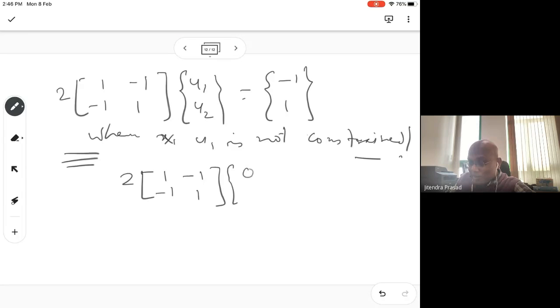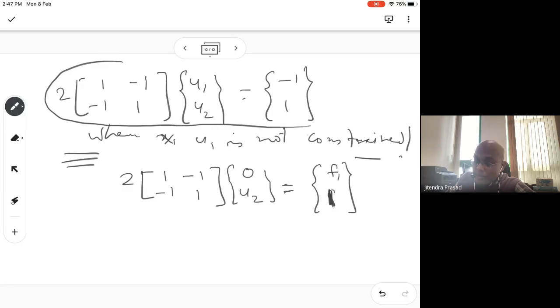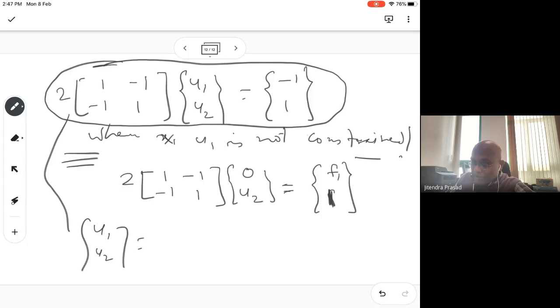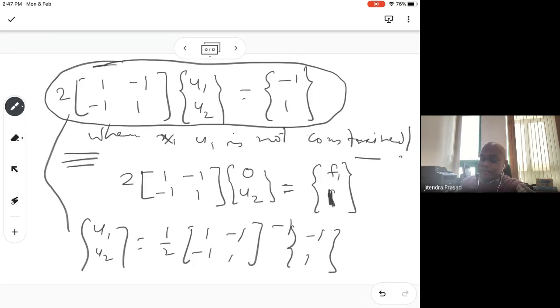and then you are saying U1 equal to 0, and you know what the force F1 is, and this is equal to 1, like this one. Now, if you want to solve this problem, what happens? Can you solve this problem? In order to solve it, you would say U1, U2 equal to 1 over 2, the inverse of [1, -1; -1, 1], and then you have -1, 1. But there is no unique solution of this.